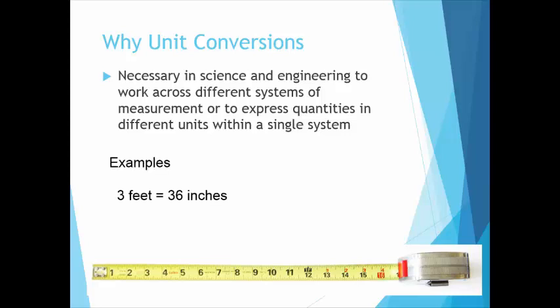A couple examples we have. I don't think any of these are shocking to any of us. But just so we know what we're going to be able to do, I should be able to convert 3 feet into inches. I might have to convert yards into inches or centimeters into meters. That's what we're going to learn tonight.